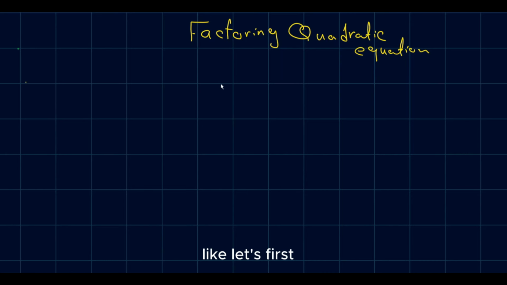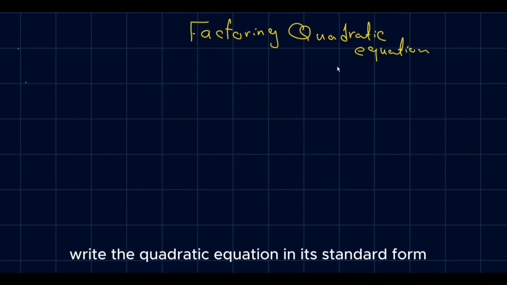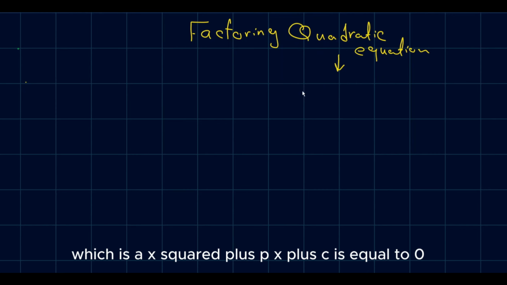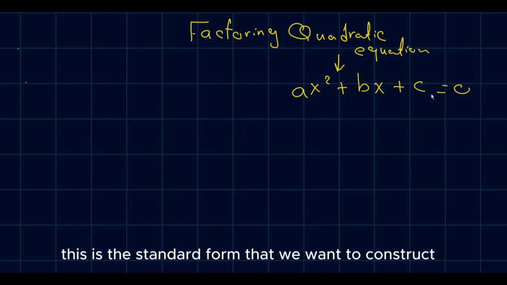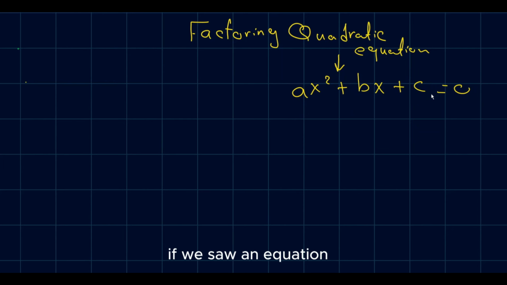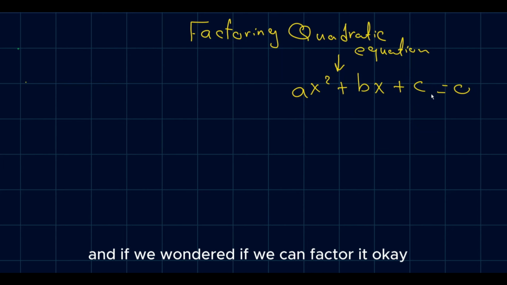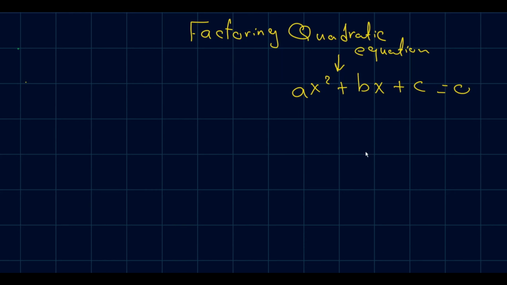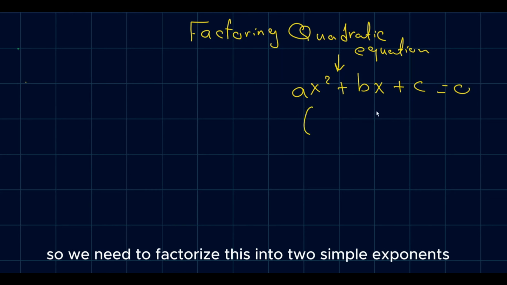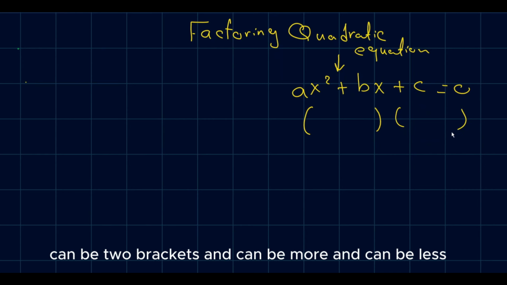Factoring a quadratic equation means rewriting it as a product of two simpler expressions. Let's first write the quadratic equation in its standard form, which is ax squared plus bx plus c is equal to 0. This is the standard form that we want to construct if we see an equation and wonder if we can factor it. We need to factorize this into two simple expressions. It can be two brackets, and can be more and can be less.